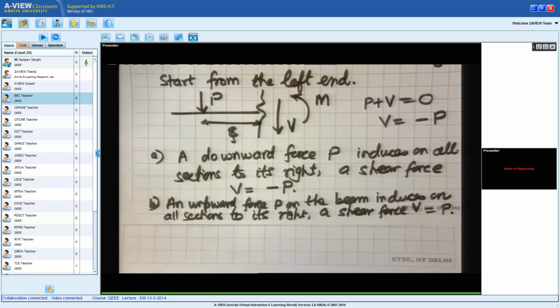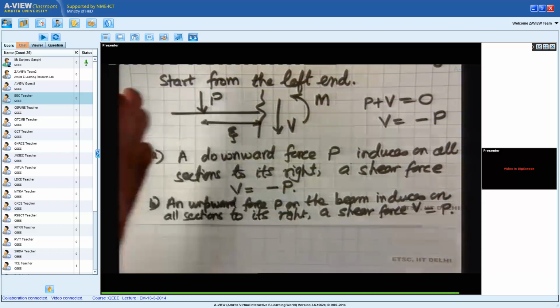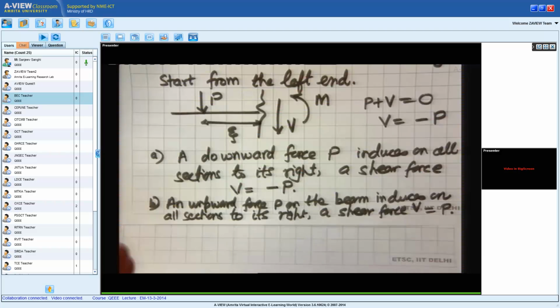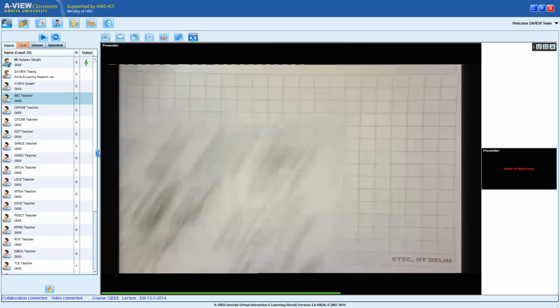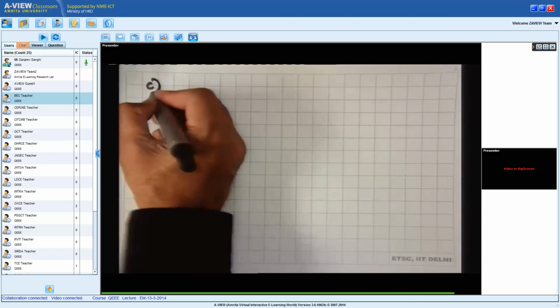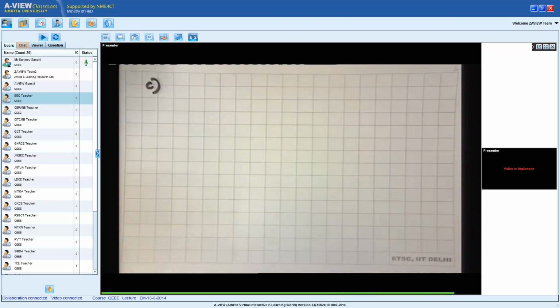If you use the sign convention in Crandall and Dahl, then the results will be with opposite signs. Nothing else will change. So this is the effect of a point force P on all sections to its right to the shear force. Okay. Next, let us see the effect on the bending moment.